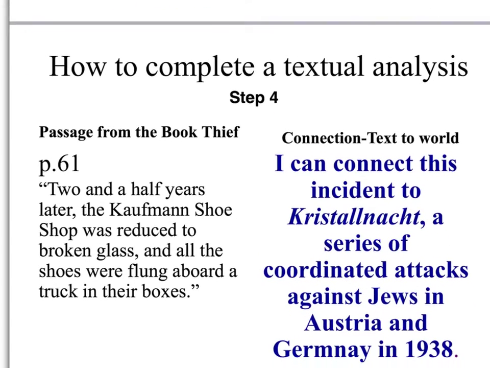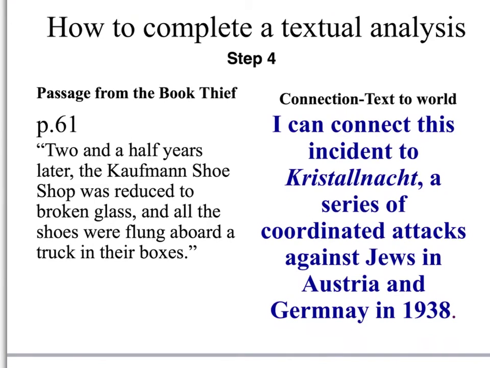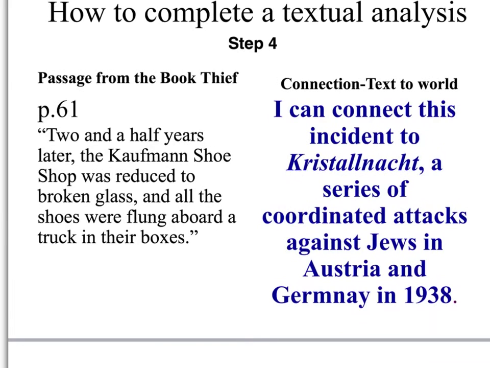A connection that I made in part 1 is from page 61. And it says, "2.5 years later, the Kaufman shoe shop was reduced to broken glass, and all the shoes were flung aboard a truck in their boxes." So from this, I made a text-to-world connection, and I connected this to Kristallnacht, which was a series of attacks against Jews in Austria and Germany in 1938. And I explained this in class. You can Wikipedia this if you want to go over it again. So that's the connection I made.